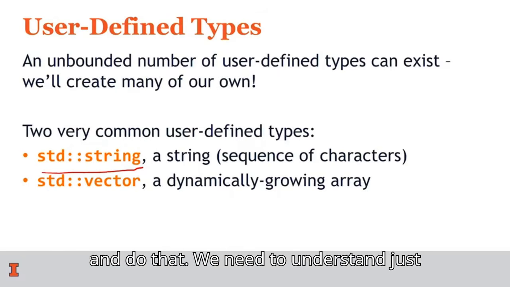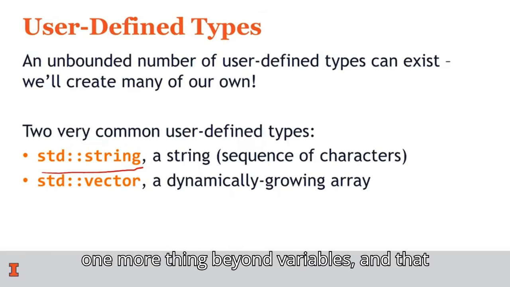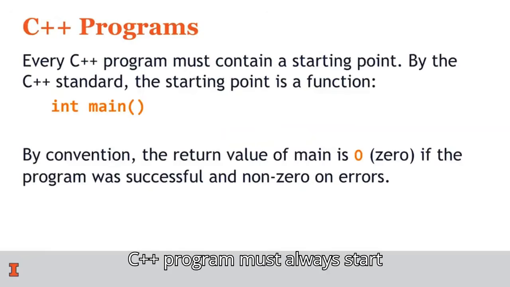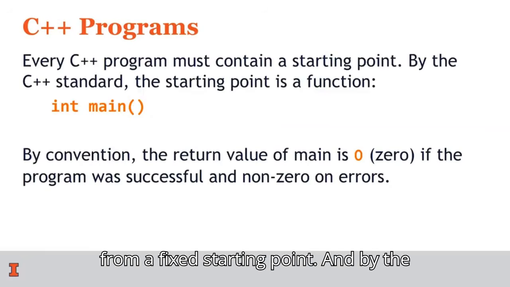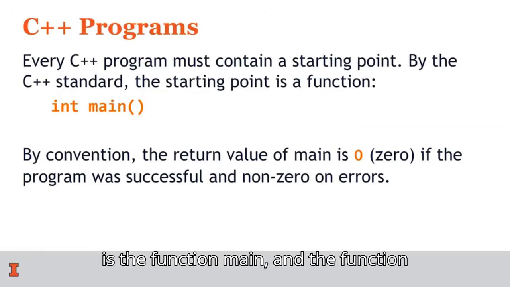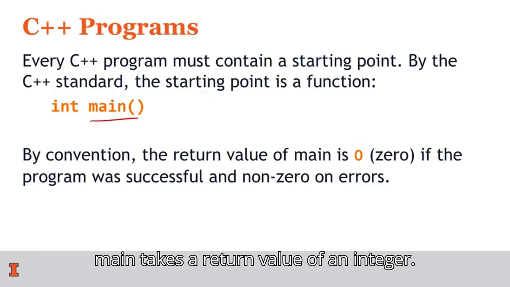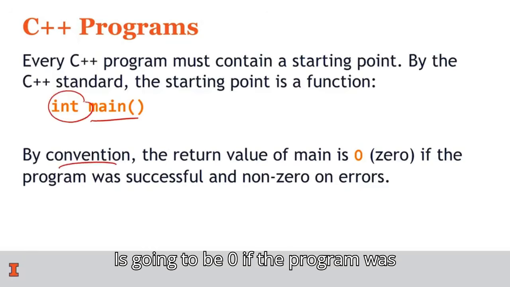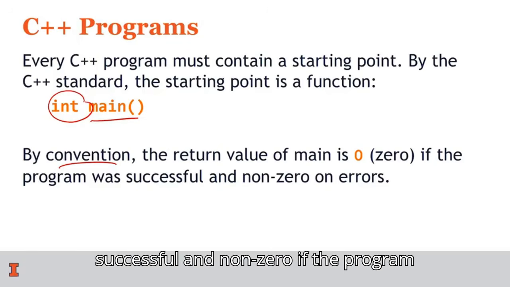And to do that, we need to understand just one more thing beyond variables, and that is how to start a C++ program. A C++ program must always start from a fixed starting point. And by the C++ standard, that fixed starting point is the function main. And the function main has a return value of an integer. By convention, this integer is going to be 0 if the program was successful and non-zero if the program failed.